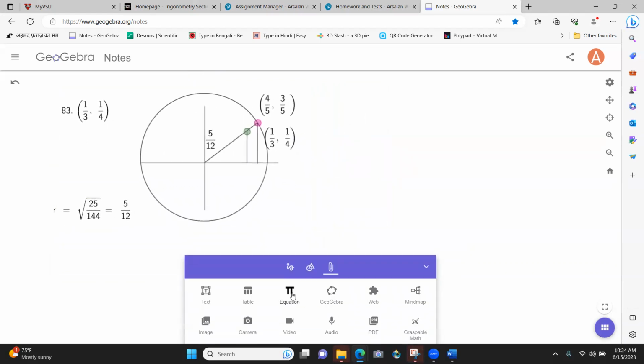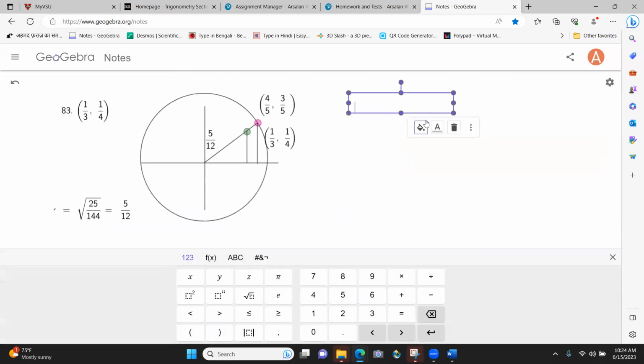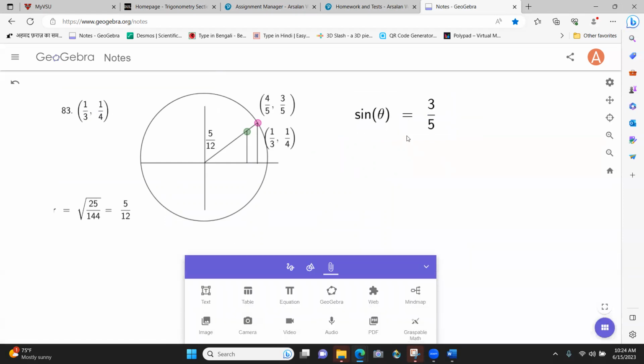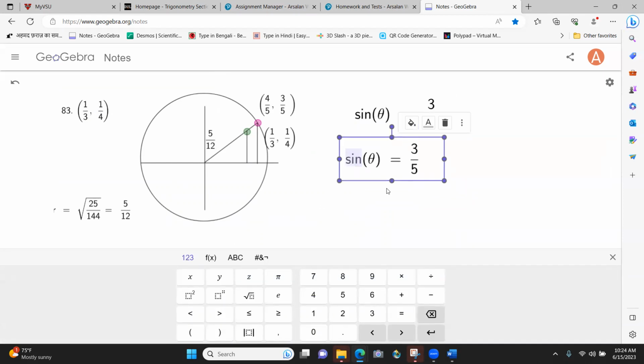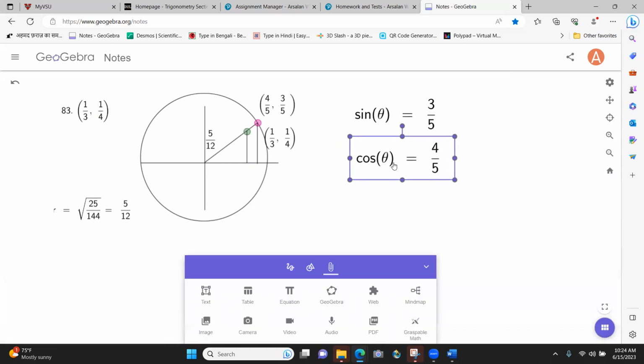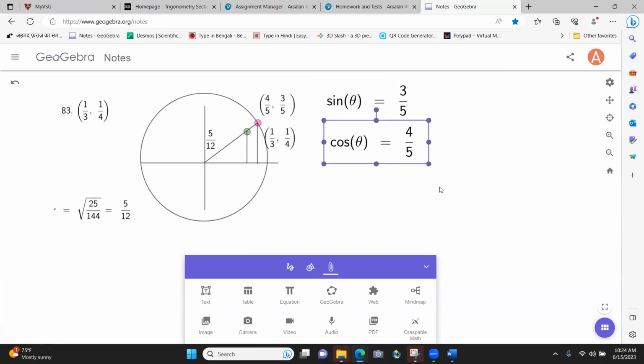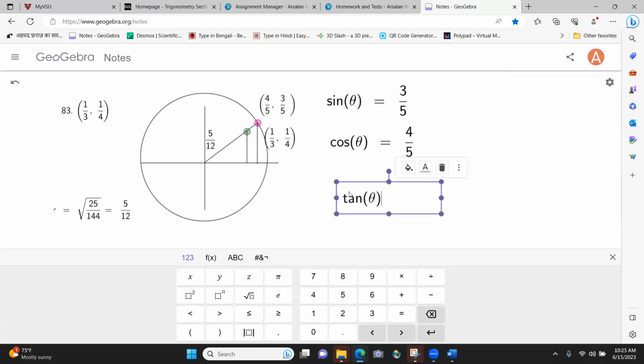Clearly, sine theta is going to be, if anybody wants to chime in, be my guest, it's going to be 3/5, which is the y coordinate, and cosine theta is the x coordinate, and that's going to be 4/5. Okay, cool. Now, tan theta is going to be, if you divide sine by cosine, you're going to cancel the 5's, and tan theta will turn out to be 3/4.